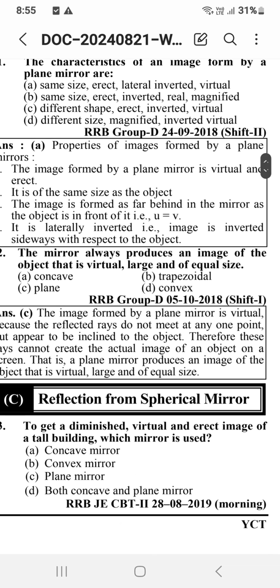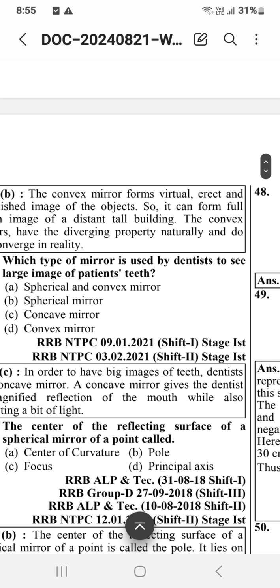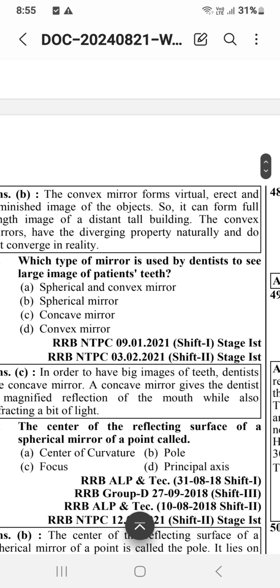Reflection from spherical mirrors. New topic. To get a diminished, virtual, and erect image of a tall building, which mirror is used? Convex mirror. Which type of mirror is used by a dentist to see a large image of the patient's teeth? Concave mirror. The center of the reflecting surface of a spherical mirror is a point called the pole.